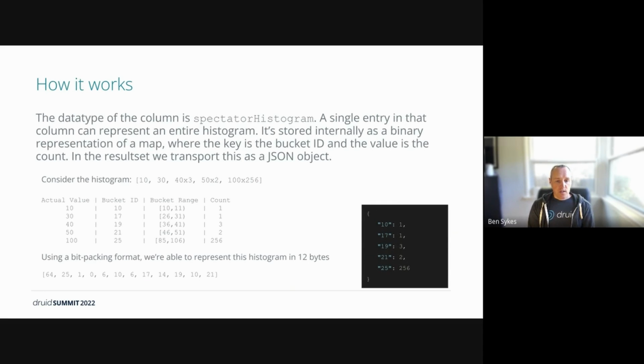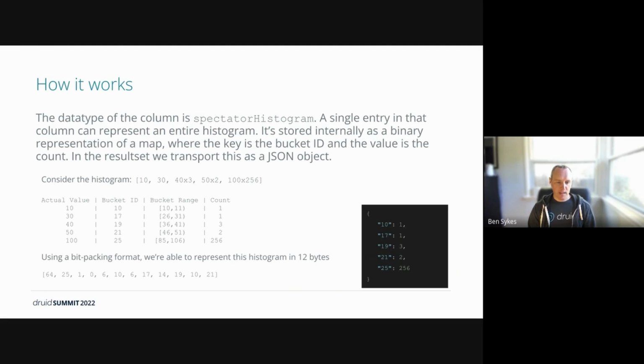So to store this efficiently in Druid, we came up with our own data type, the Spectator Histogram. Every value in that column is in itself a Spectator Histogram instance. And this histogram can store the entire histogram for that row, so it can have multiple entries in it. We store this effectively as a map, where the key is the bucket ID, and the value is the count of entries in that histogram column.